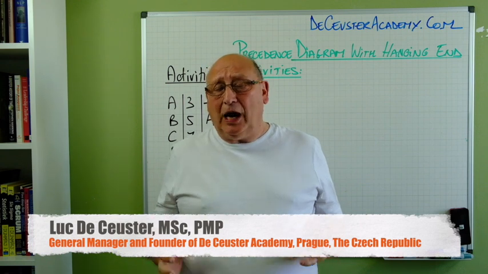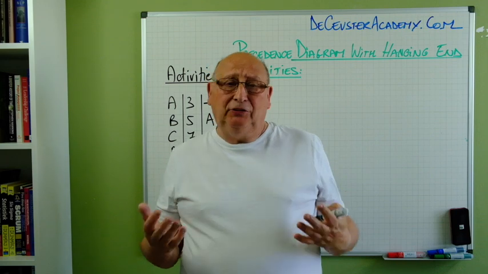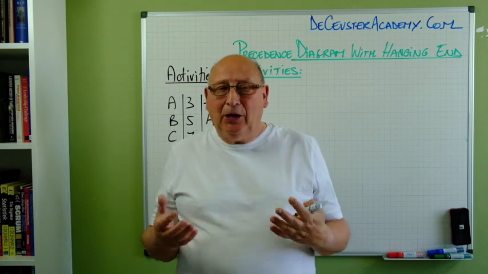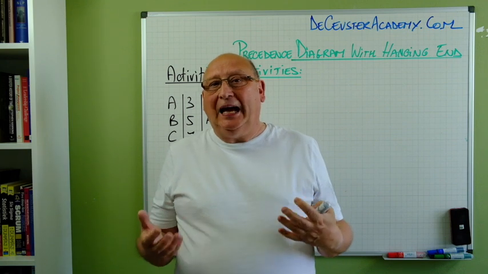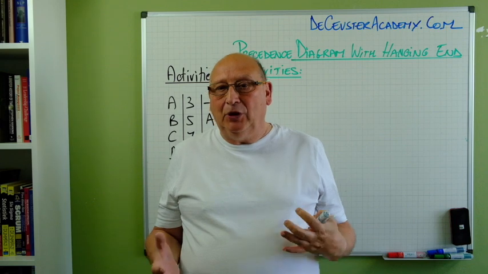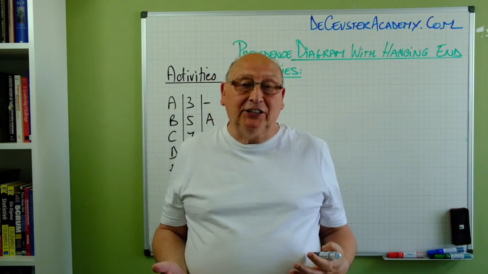And in this video I will talk about something that happens in different exercises when we draw precedence diagrams, and we end up with what we call hanging activities. At the end of the precedence diagram we see some activities which have no successors.